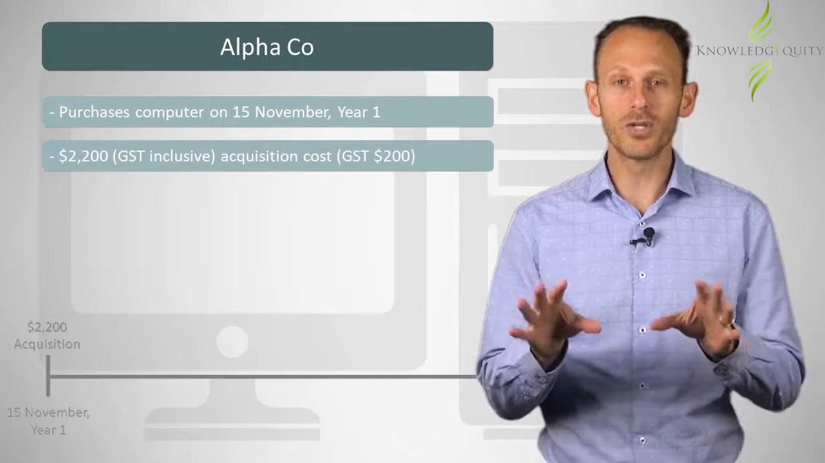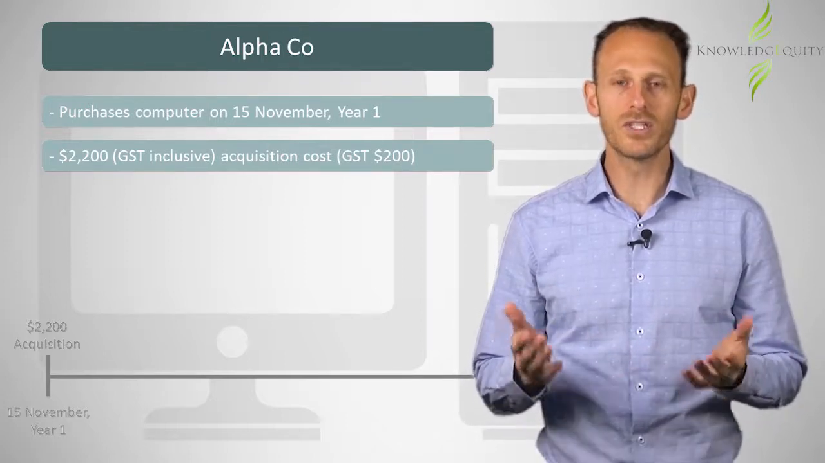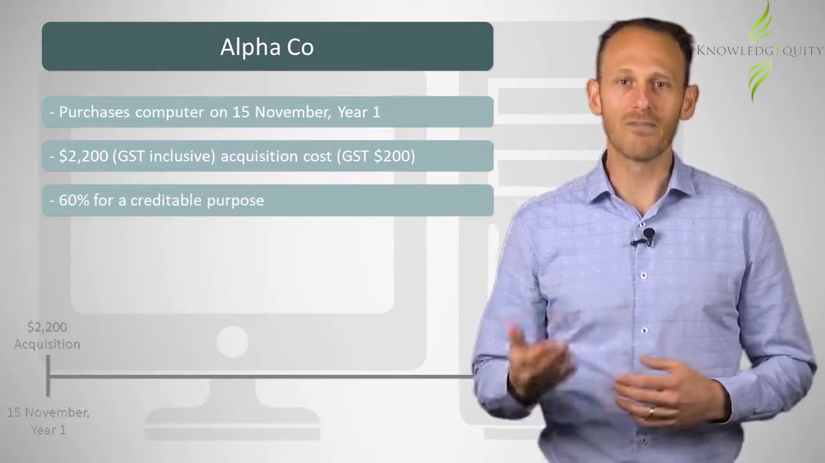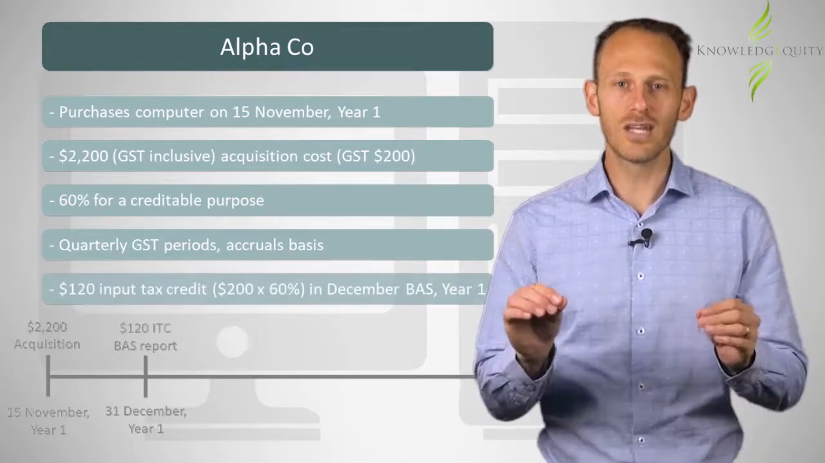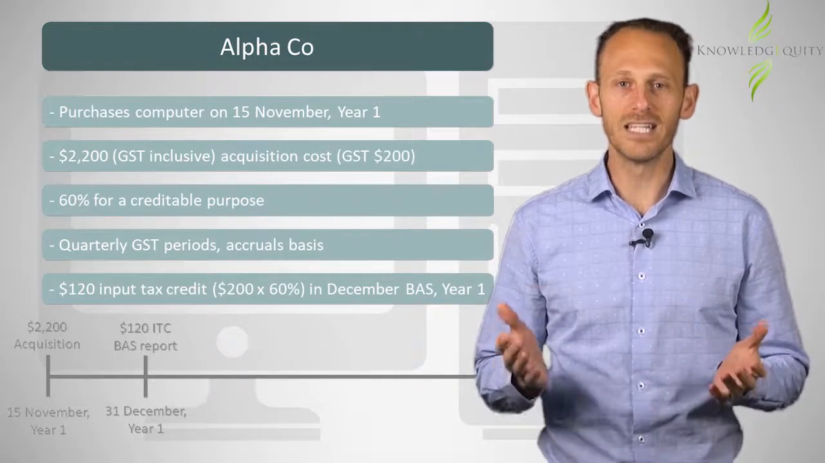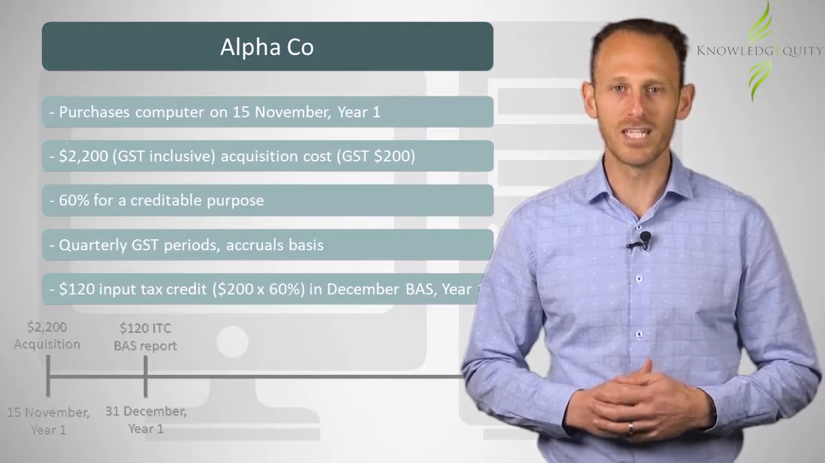AlphaCo purchases a new computer on 15 November in Year 1. It intends to use the computer 60% for a creditable purpose. Alpha accounts for GST on a quarterly basis and claims an input tax credit in its December BAS in Year 1. Alpha needs to assess the extent of creditable use for the acquisition in the first adjustment period.